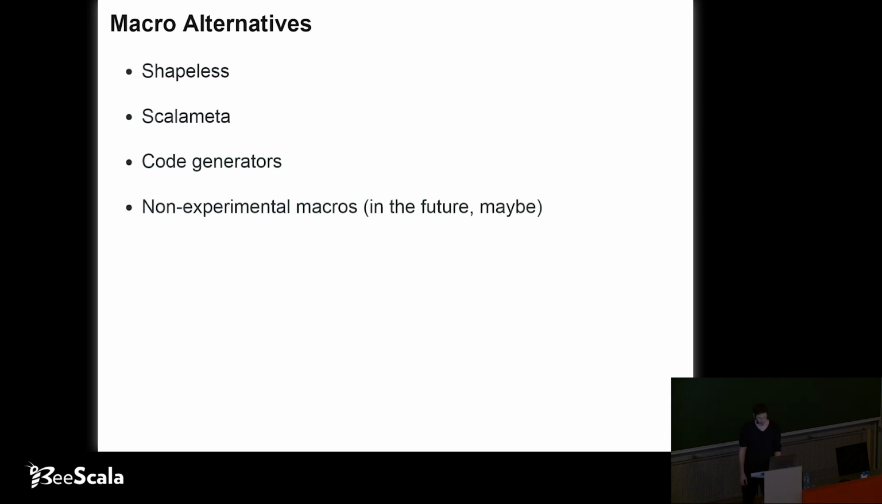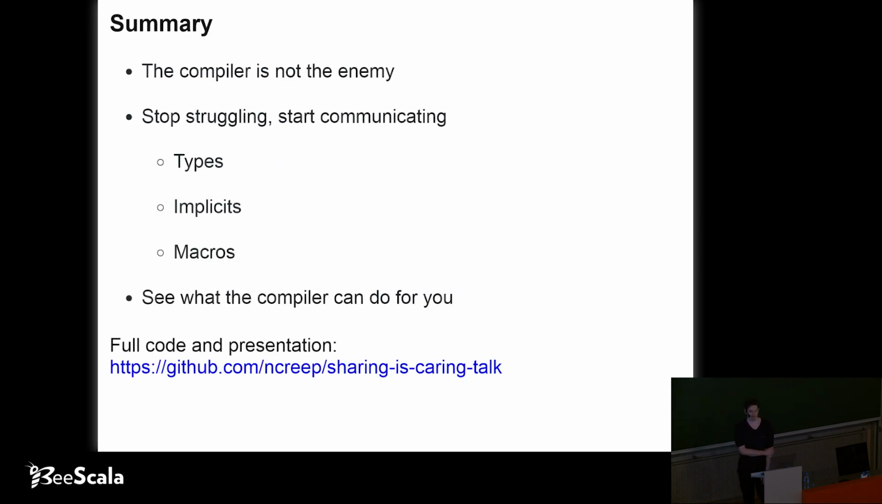So, to sum up, the compiler is not your enemy. We should try to communicate with it, and the more we can communicate with it, the more helpful it can be for us. And we've seen three methods of communication. So types, which let us state facts to the compiler, and the compiler can keep track of. And implicits that let us teach the compiler about various rules and facts, and then the compiler can use those rules and facts to derive new knowledge for us.